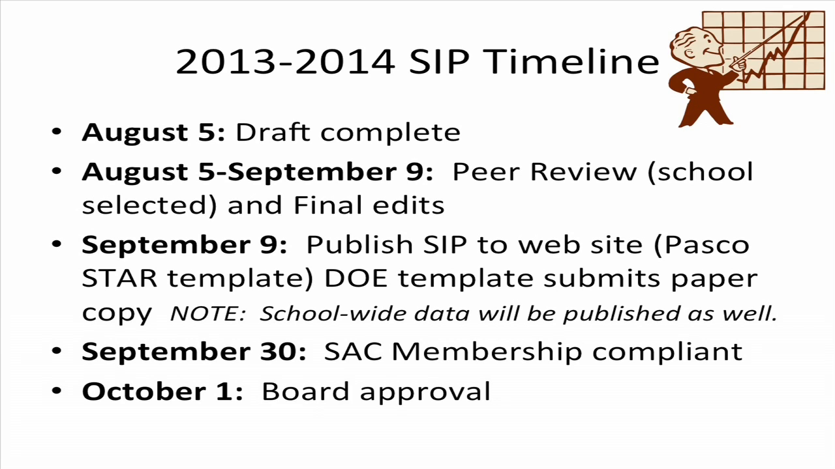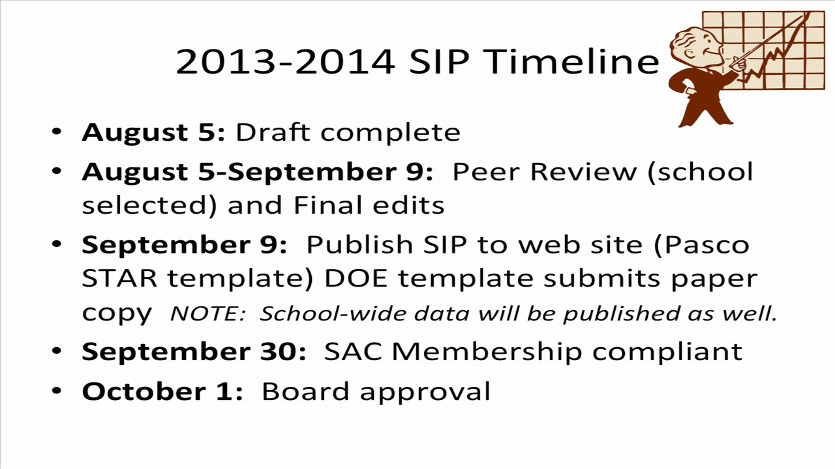On August 5th, the draft should be complete and ready for feedback in the way of a peer review, which will take place along with the final plan edits between August 5th and September 9th. For this year's peer review, schools may select to work with another school or to work with stakeholders within their own school. This is based on what is best for the school's needs. There is no need to send anything to the district. Schools may use the window to set the review timeline around their individual needs with September 9th as the hard stop for this review.